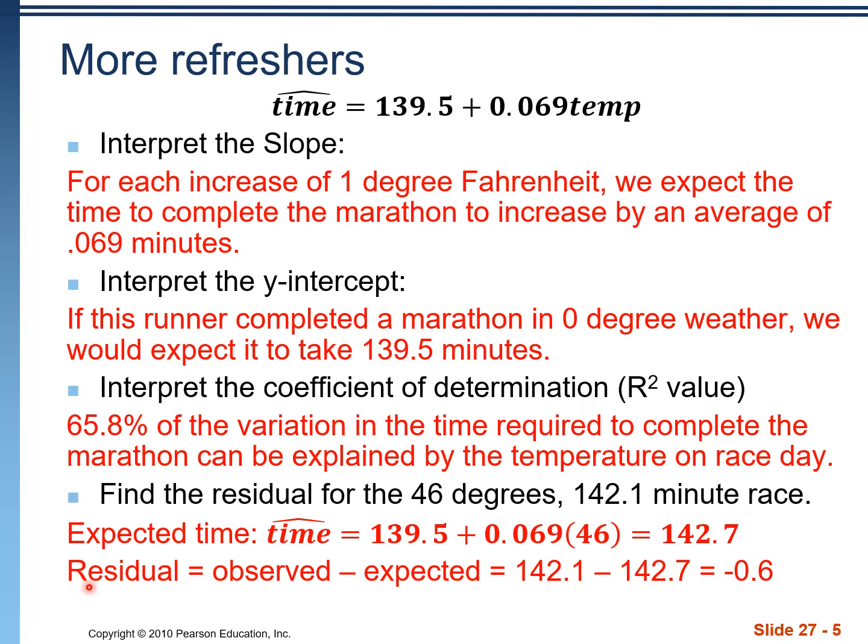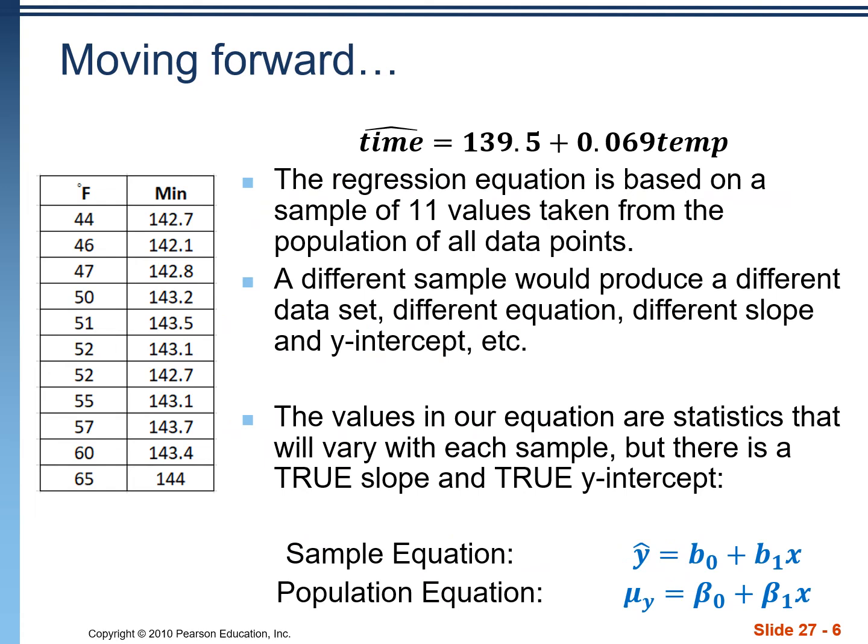The R-squared value, which is called the coefficient of determination, that's the sentence where we say 65.8% of the variation in the time required to complete the marathon can be explained by the temperature on race day. And then finding residual, let's say we looked at that data point, 46 degrees, 142.1 minutes. If we plugged 46 degrees into the equation, we get 142.7. Okay, observed minus expected gives us a residual of negative 0.6. So that was the quick 3-minute refresher on all of Unit 2.